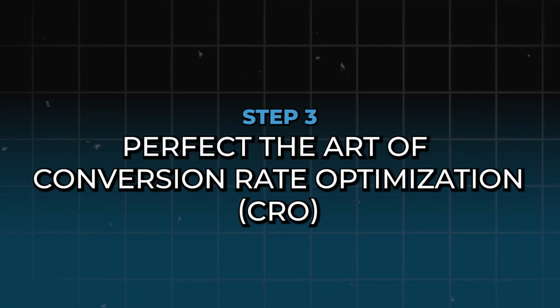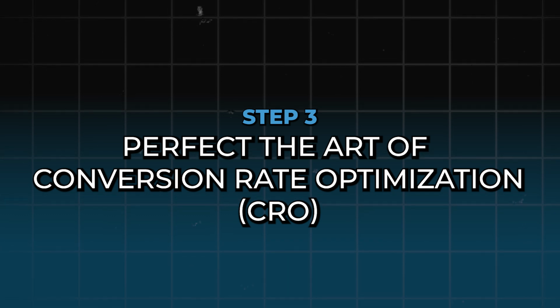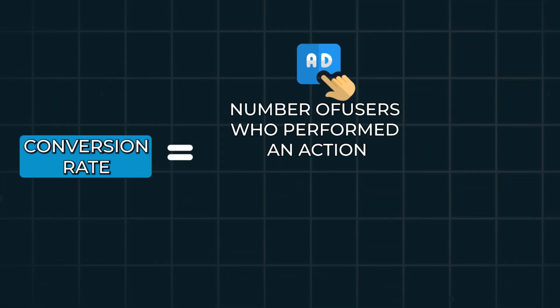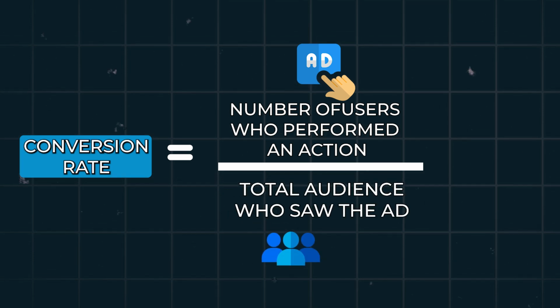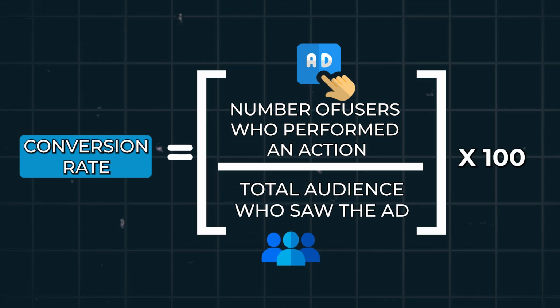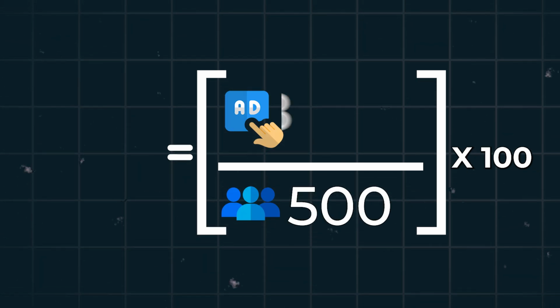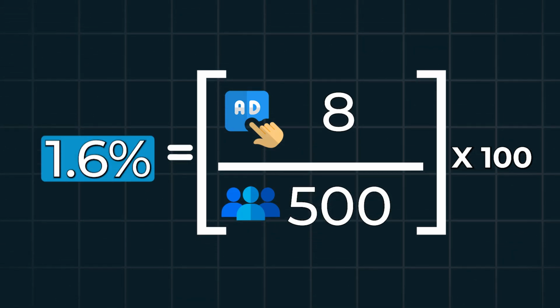And step 3 is to perfect the art of conversion rate optimization, also called CRO. Your conversion rate is the percentage of people who have completed your desired action, in this case became a sale or a lead. It's the total number of users who have completed an action divided by the overall size of the audience exposed to the ad, and then you multiply that by 100 to get a percentage. So if 500 people saw your ad and only 8 people converted, that is a 1.6% conversion rate. Conversion rate optimization then just means optimizing to get that rate as high as possible.